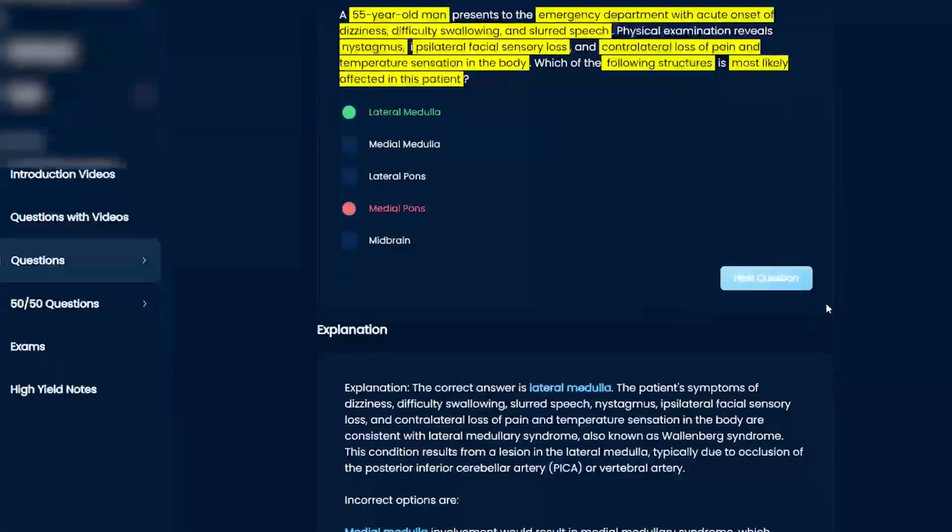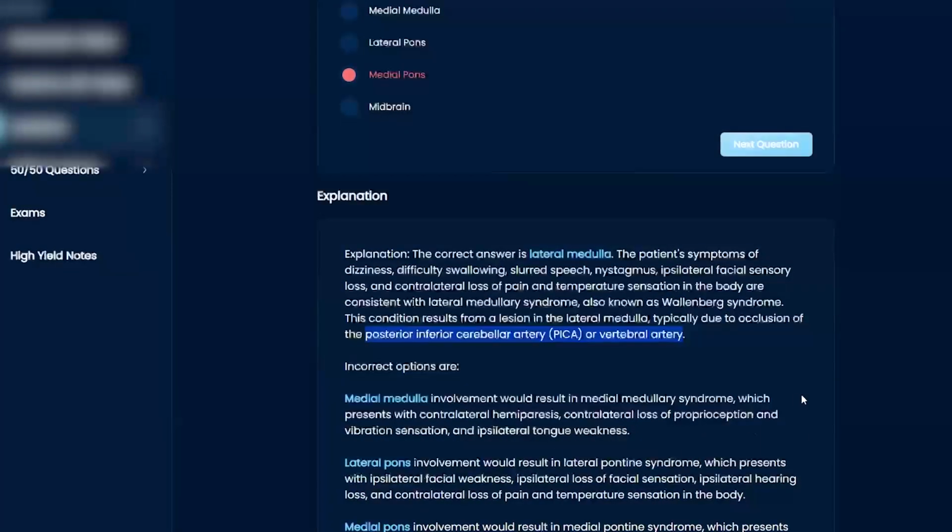Okay, I can't remember these. These I always forget. But apparently it's lateral medulla, right? Dizziness, difficulty swallowing, slurred speech, nystagmus, facial sensory, right? So that's a trigeminal loss, right? And then pain sensation, right? Wallenberg syndrome is going to be a lesion in your lateral medulla, and usually it's the PICA or your vertebral artery.